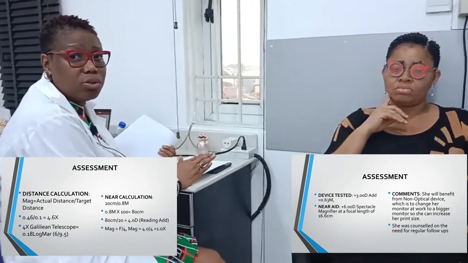For her distance correction, with a Galilean telescope of 4x magnification, she'll be able to see 0.18 logMAR. But she has been advised that she can only use it when she's trying to view a distant object while at a stationary position because she cannot move around with it. Only if there's need for her to look at something at distance, then she can bring it out and look at it. But she has made it clear to us that her pressing need at this point is her mobility correction so that she can be able to walk very well.